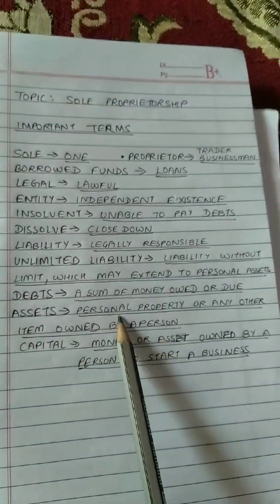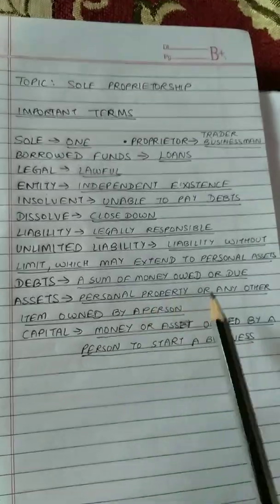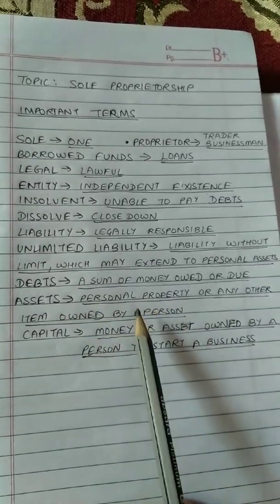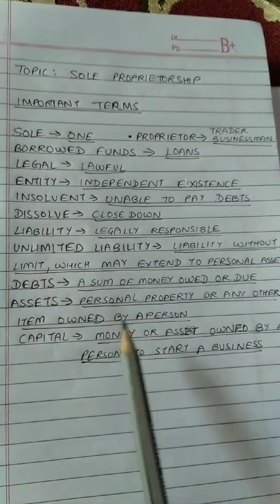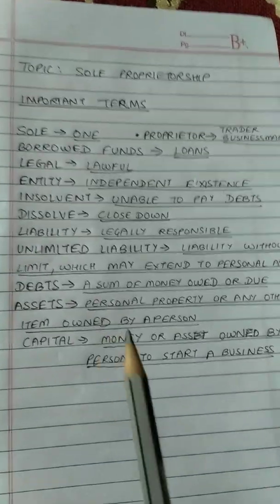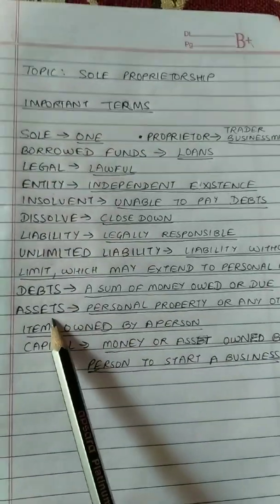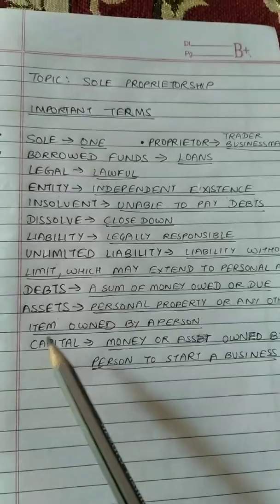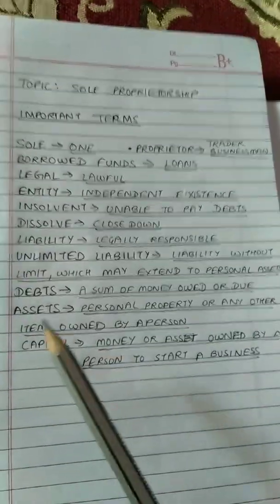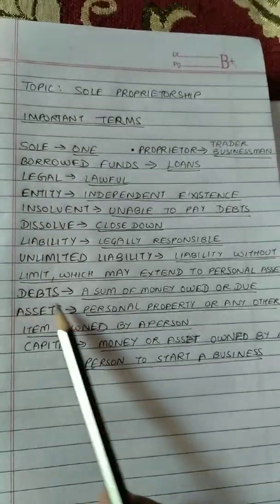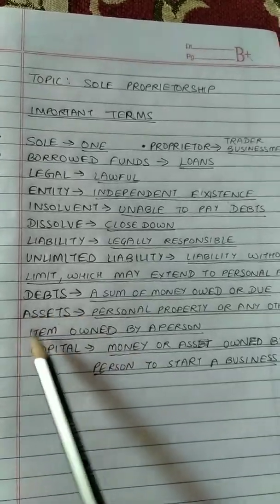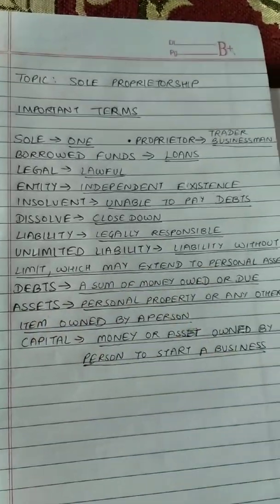Assets means the property owned by a person, anything owned by a person which is of some value, meaning it has some monetary value. That is known as an asset. So if I have a car, a scooter and a house, these are all my assets. If I have a bank balance, that is also my asset.